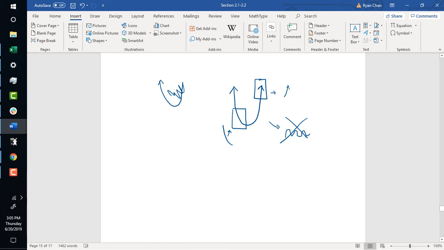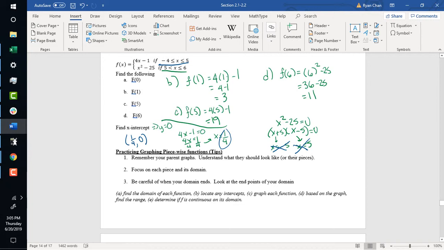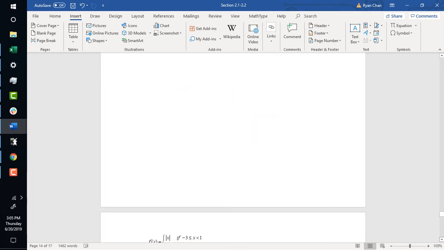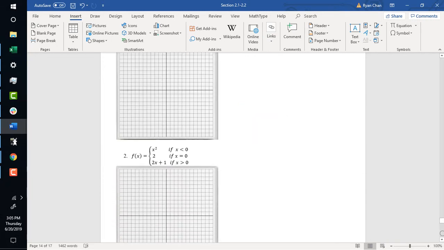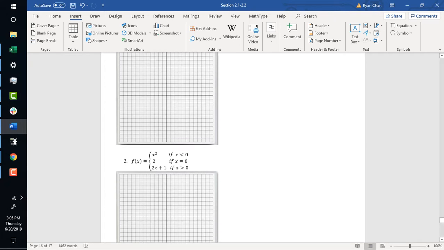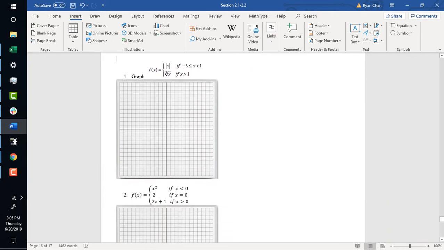The second thing you want to realize is that this is a function. That means your graph must pass the vertical line test. Remember, that's from the very first video of our lesson. A piecewise function must pass the vertical line test, which means if I draw a vertical line, it only goes through one point. I'm going to do a couple of examples for you on how to graph piecewise functions.